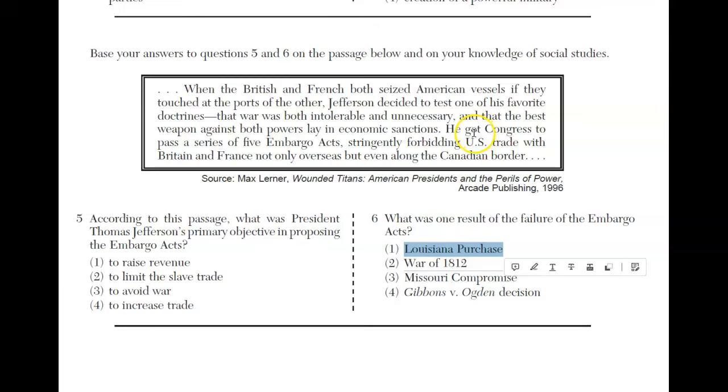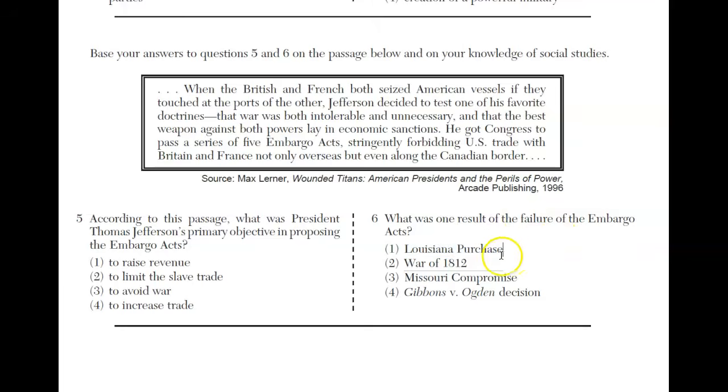Jefferson purchased Louisiana from the French. It was actually a business deal he did with the French. They needed cash. They weren't going to do anything with their land in North America, so they were willing to sell it to America at a pretty cheap price because they were so hard up for cash. It really doesn't have anything to do with the Embargo Acts. We were not importing and exporting stuff there. In fact, just the opposite.